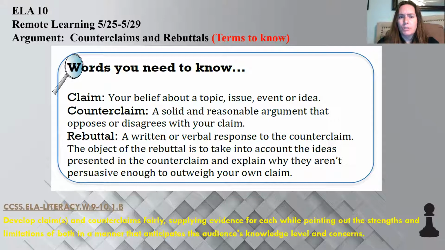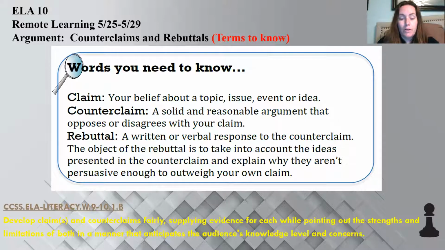So these are the terms you need to know. It's a little bit of review: claim, counterclaim, and rebuttal. So you need to think of your belief about a topic, issue, event, or idea. That's your main claim. Your counterclaim is a solid and reasonable argument that opposes or disagrees with you. It could be that they disagree with your main claim or your subclaims. Your subclaims are like your reasons to support your big idea.